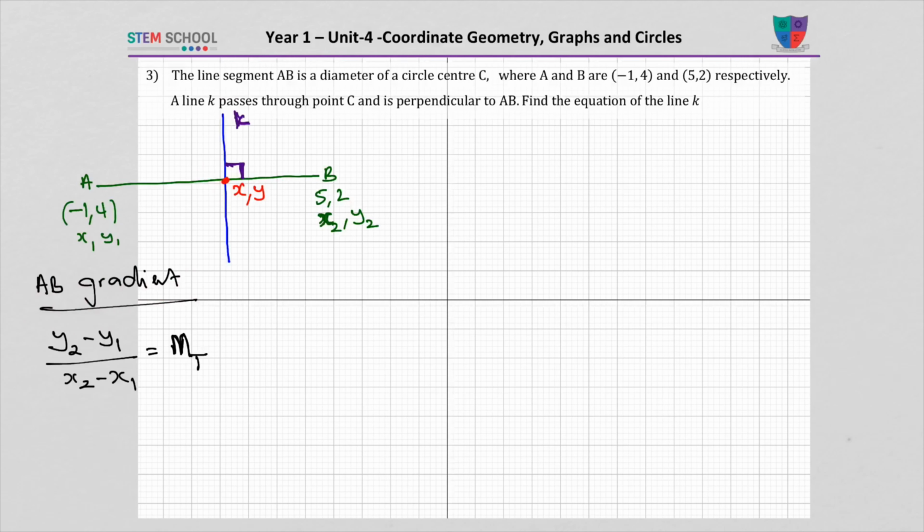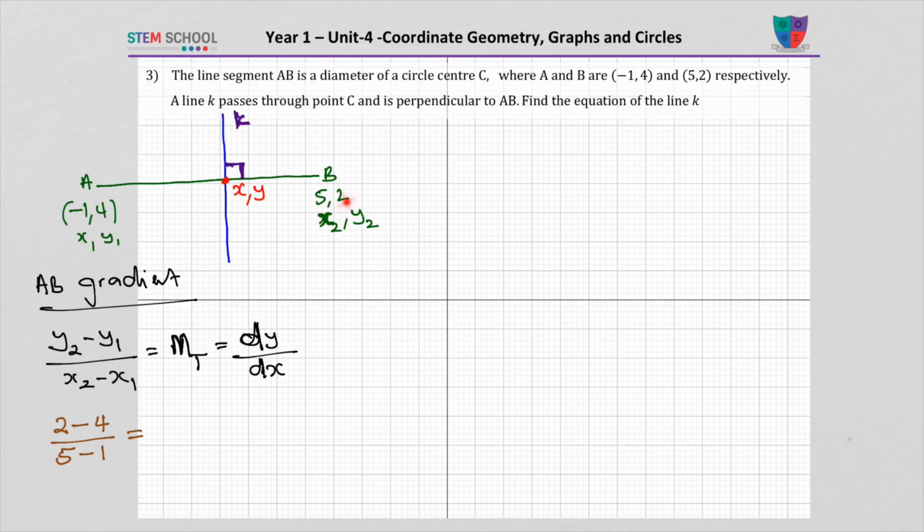I'll call the gradient of AB MT because it's a tangent line. So we call this line a tangent line, and this line is the perpendicular line. We call the perpendicular line the line of normal. So that line is normal to this line AB. To find the gradient of AB, because I know the coordinates of A and B, it's y2 minus y1 over x2 minus x1. Sometimes it's written as difference in y over difference in x. Difference means take away. So y2 take away y1 is difference of y, over x2 take away x1 is difference of x.